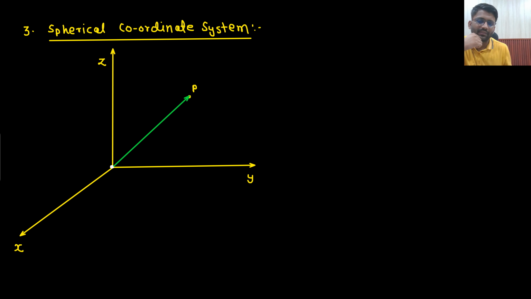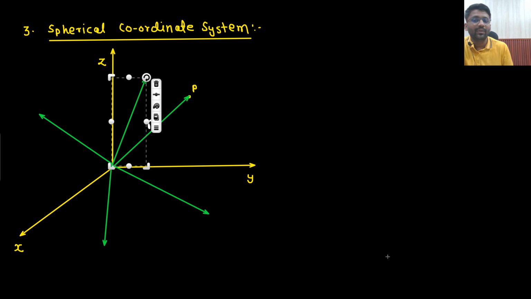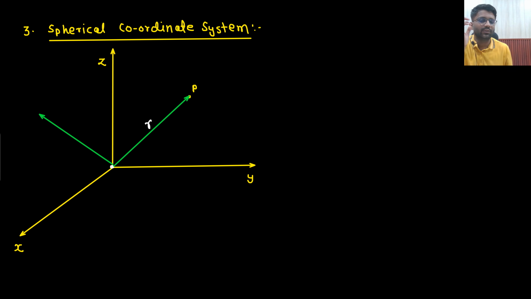Is it enough? From the origin you cover the distance r. Is this information enough? You will say, from the origin I covered the distance r, but I did not reach you. There will be a lot of points, right? So this information is not enough.